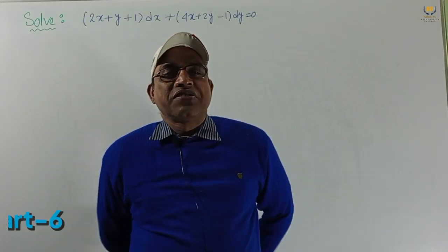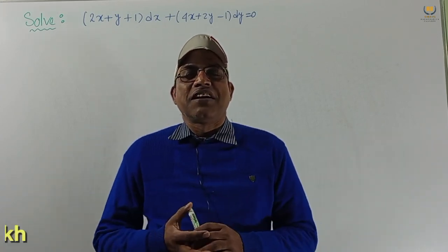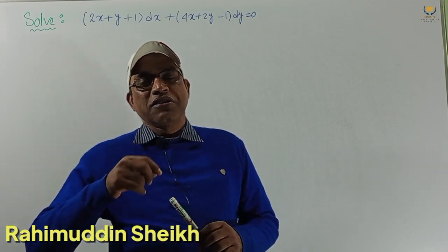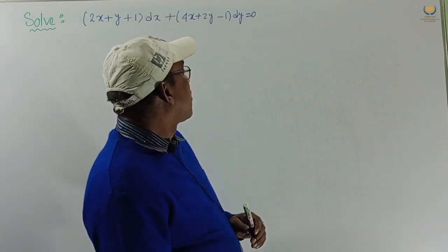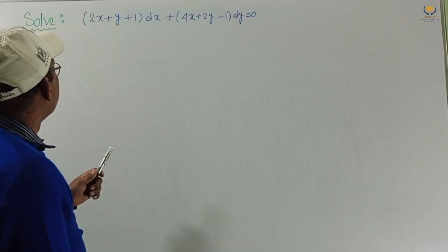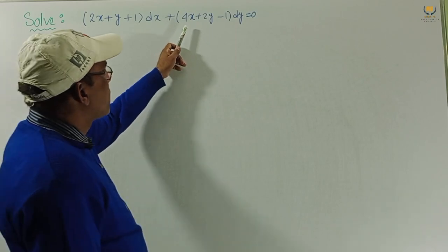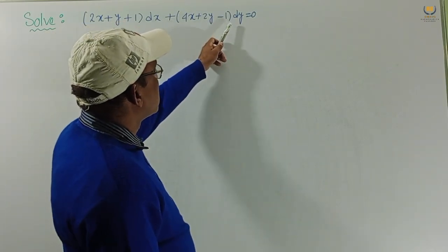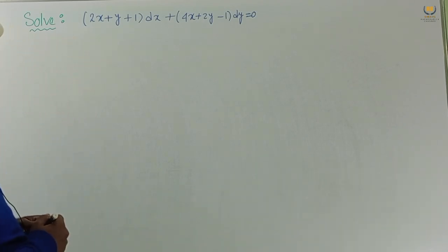Now our main discussion is homogeneous differential equations. Some problems are given which are not homogeneous, but we convert them into homogeneous differential equations and solve them. Now let us consider one problem. Solve (2x + y + 1)dx + (4x + 2y - 1)dy = 0. This problem is given. Now we want to solve this problem.